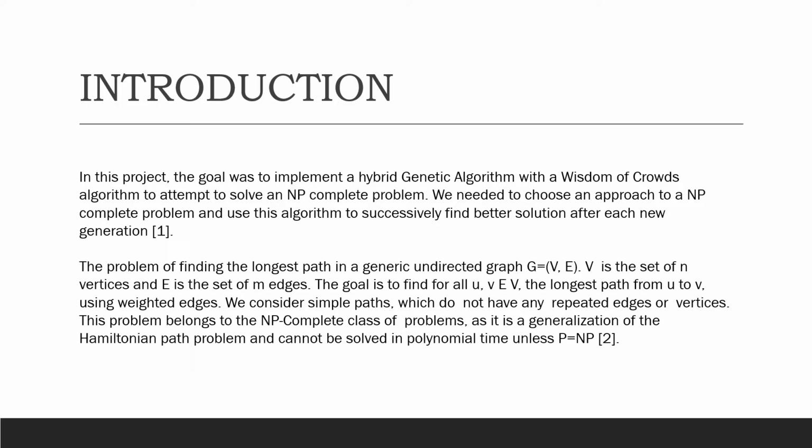Now, the problem of finding the longest path is in a generic undirected graph G, where V is the set of n vertices and E is the set of m edges. The goal is to find, for all of the vertices u, v that are in V, the longest path from u to v using weighted edges. And in our example, we're going to be using the Euclidean distance between those two vertices A and B, and that is going to be considered our weight.